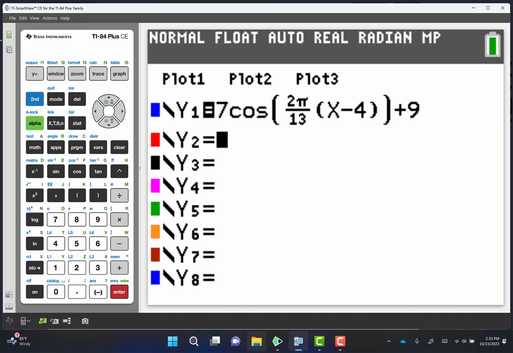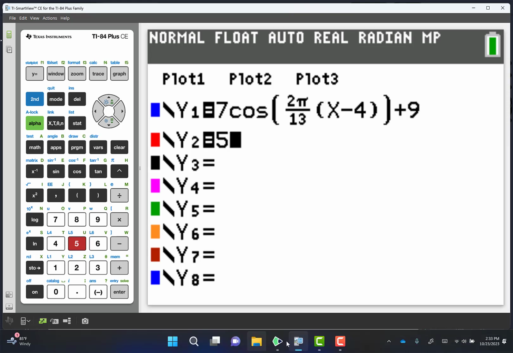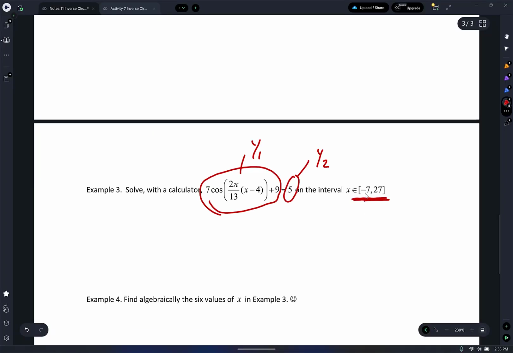There's my y1. So everyone's y1 should look like that. On y2, I'm just going to type what? 5. Okay, don't push graph yet. Notice they want me to find all the answers. Look what this means. They want all the answers between -7 and 27. Are we okay so far?